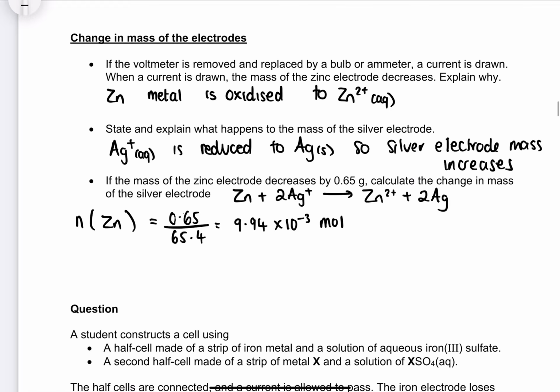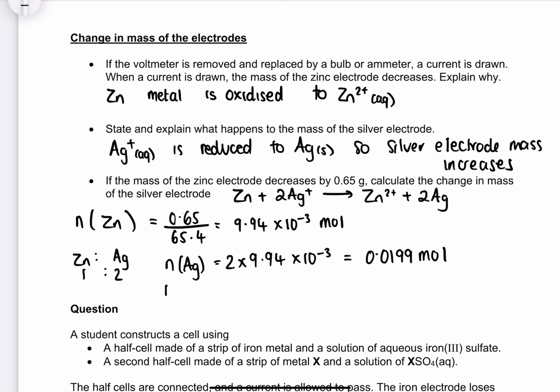Now, according to the equation, the ratio between zinc and silver is 1 to 2. There's 2 silvers for every zinc. So the number of moles of silver is 2 times the number of moles of zinc. And then we can do the mass of silver by timesing by the Mr, 107.9. And that gives us a mass of 2.14 grams.